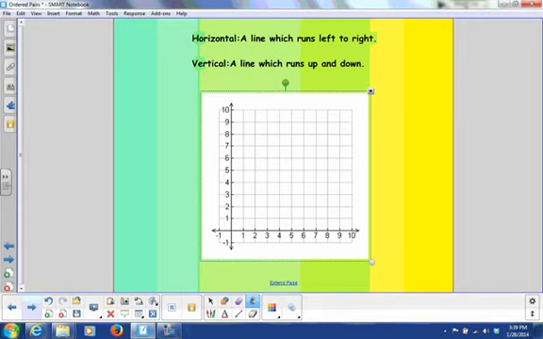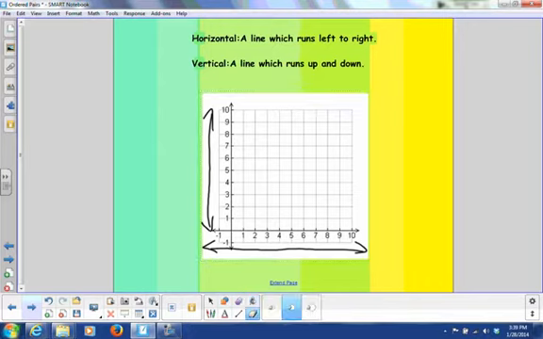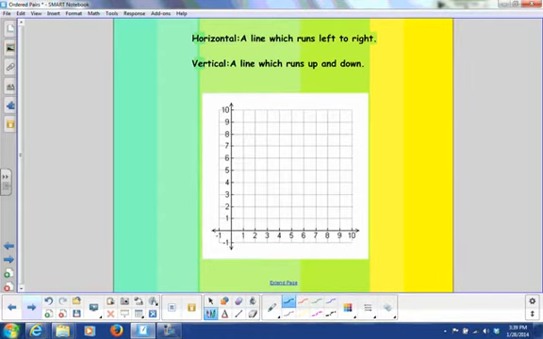All right, horizontal, a line which runs from left to right. So that would be this one. This is our horizontal line. Okay, this is going to be our vertical line, runs up and down. If you don't know horizontal from vertical, you need to make sure that you write that down, take notes, and learn it.